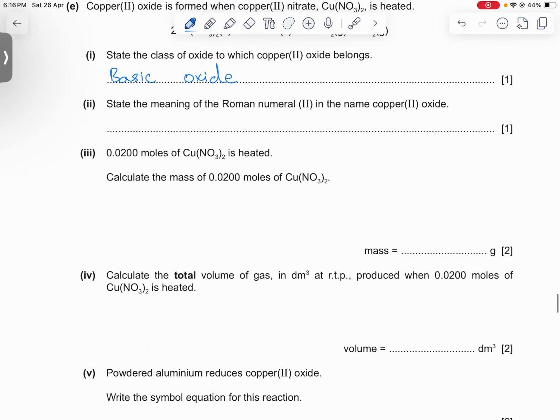State the meaning of the Roman numeral 2. It has an oxidation state of +2. So Roman numeral 2 means that it has an oxidation state of +2. Next question.